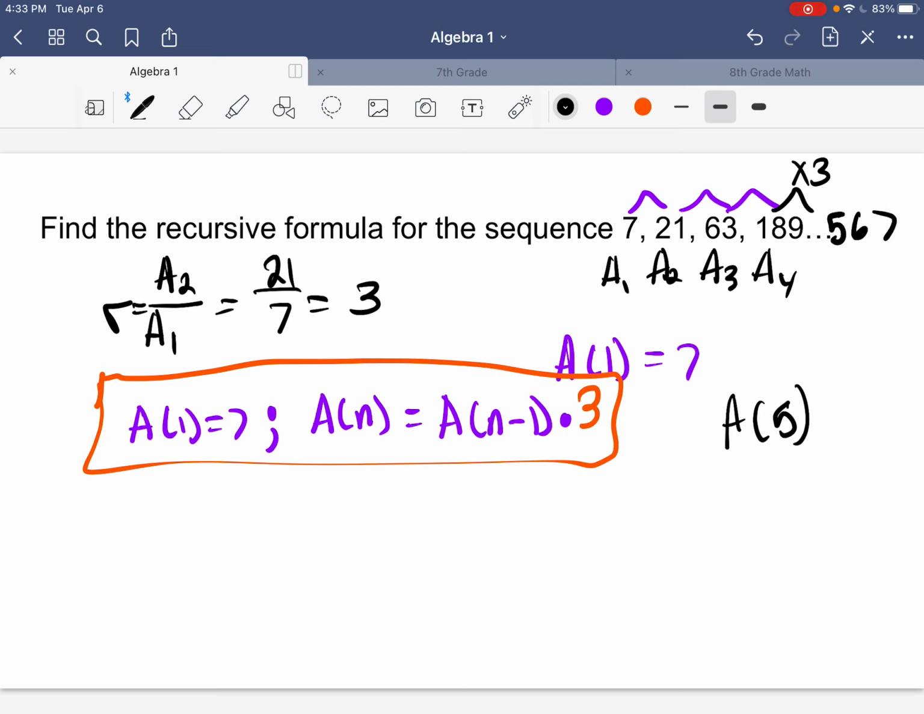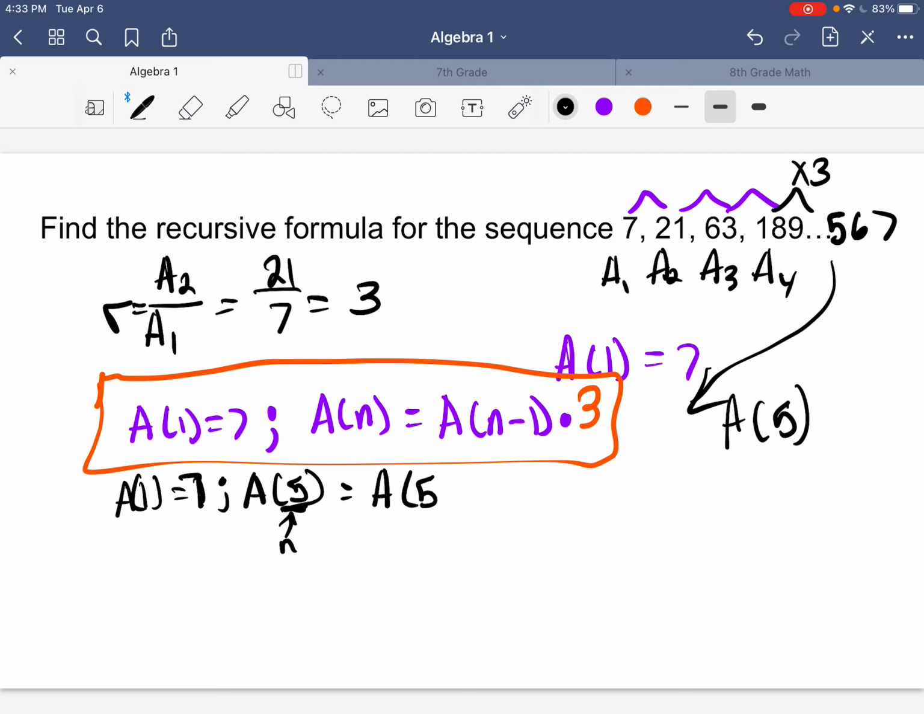Let's go ahead and use this, though, to help prove that. So I know a sub 1 is 7. But I want to find the fifth number. So we're going to do A, and remember, n's being replaced by 5. I'm replacing n with 5, so it's going to be 5 minus 1 times 3.